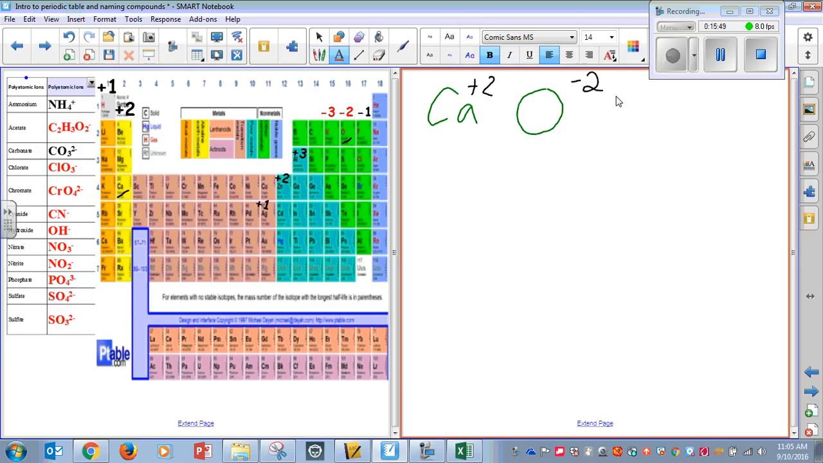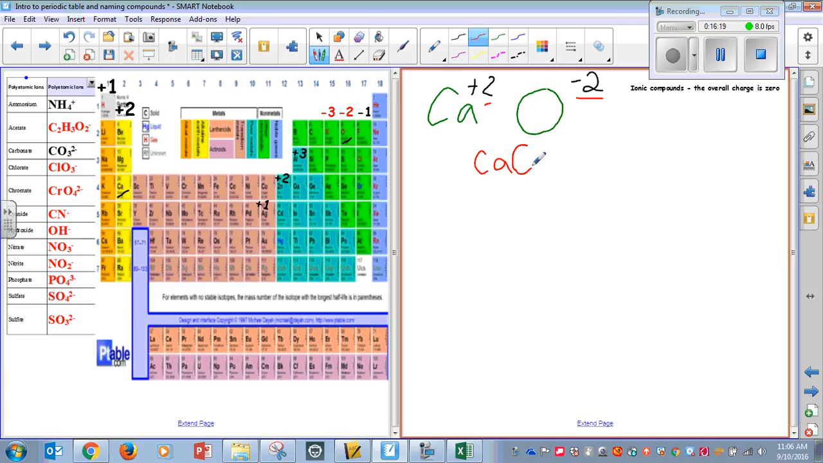Whenever we write an ionic compound formula, the overall charge is 0. So since my charge for calcium is +2 and my charge for oxygen is -2, I have the same amount of positive and negative, so I can write the chemical formula as CaO.